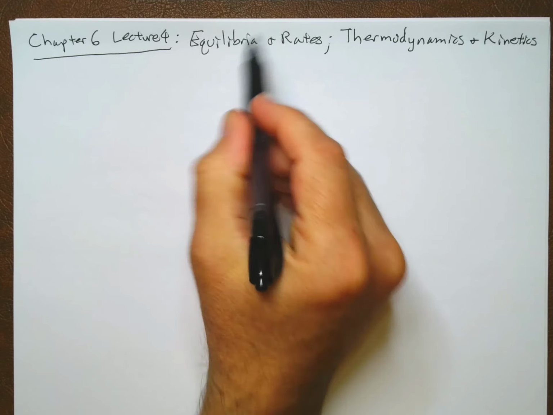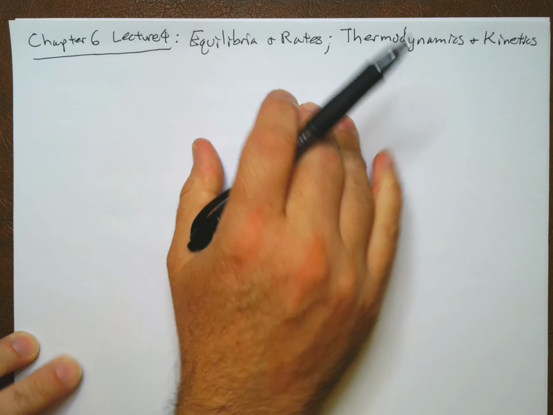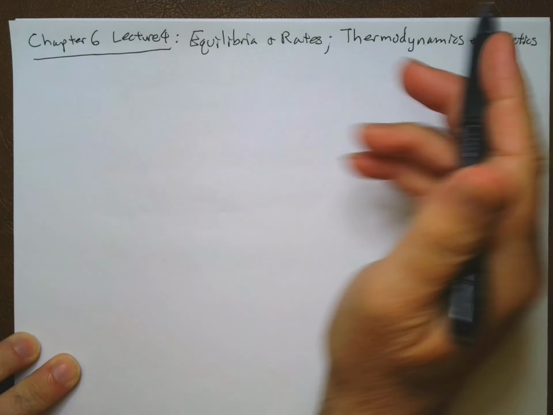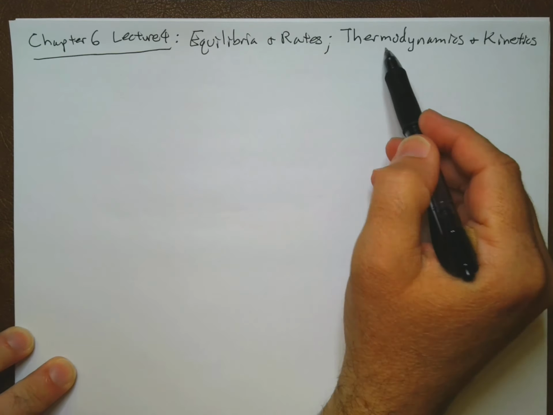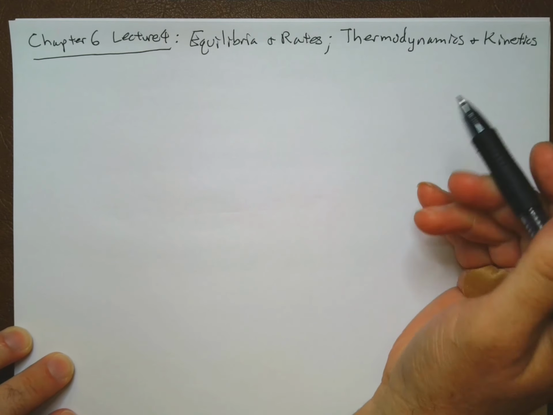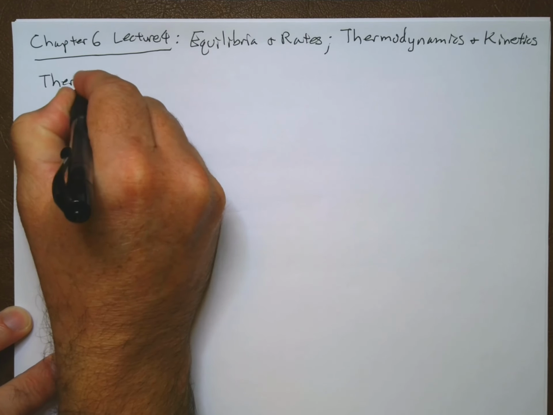Hi, welcome back. Dr. P here again, and in this lecture we're going to take a look at equilibria and rates of organic reactions, or well, reactions in general, and the factors that affect them. Equilibria is affected by thermodynamics and rates are affected by kinetics. So let's take a look at thermodynamics.